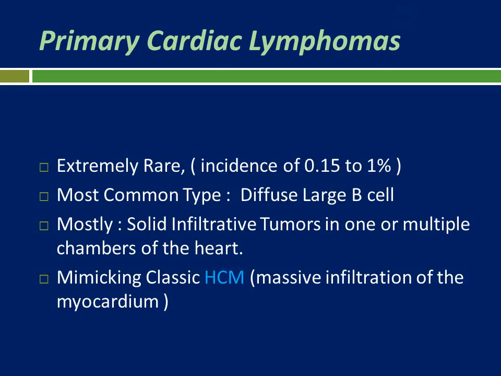Primary cardiac lymphomas. Extremely rare, incidence of 0.15 to 1%. Most common type, diffuse large B-cell. Mostly solid infiltrative tumors in one or multiple chambers of the heart, mimicking classic HCM with massive infiltration of the myocardium.